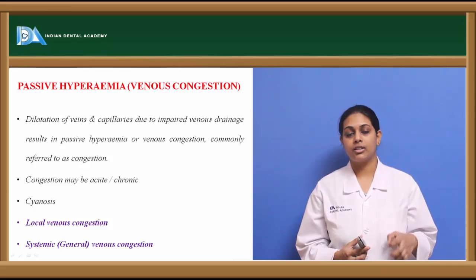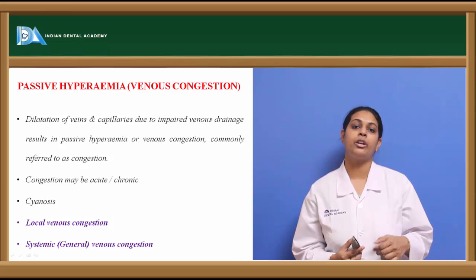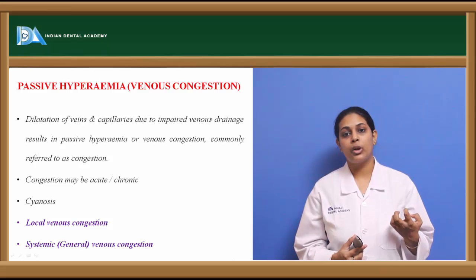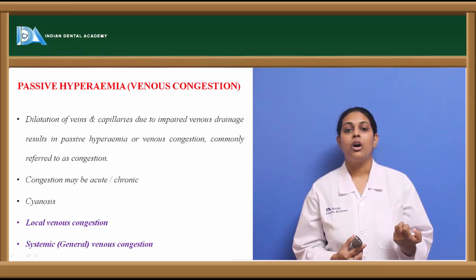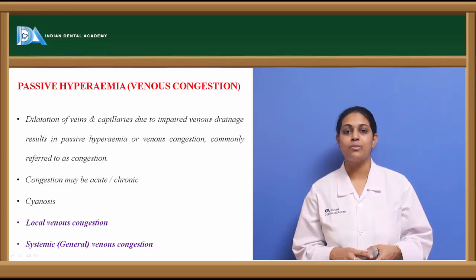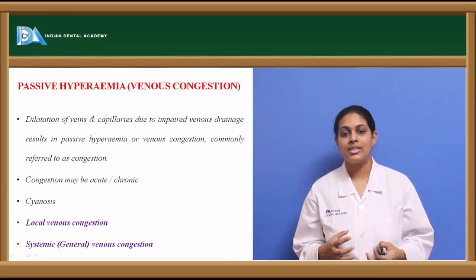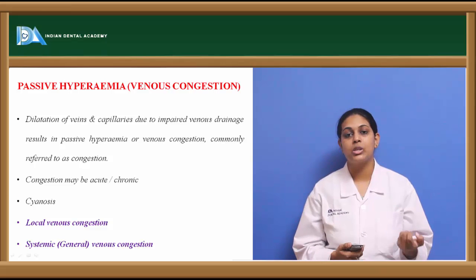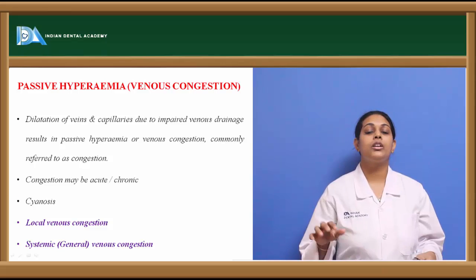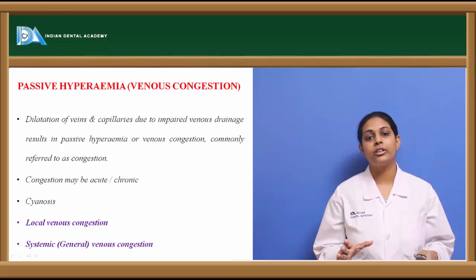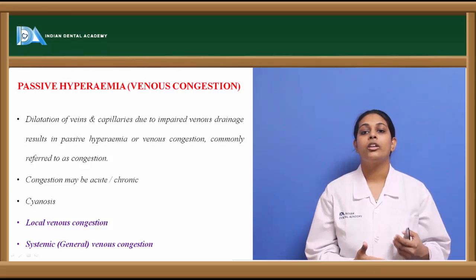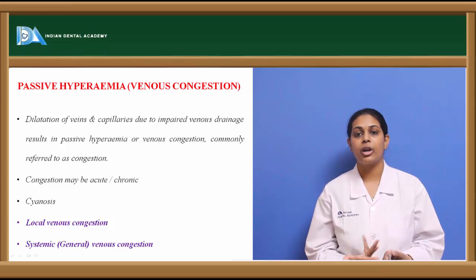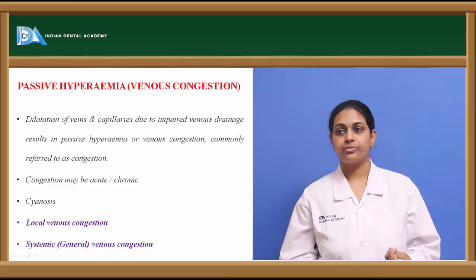And usually clinically we see that the patient might undergo cyanosis because of the increased venous pooling of the blood. Increased venous blood might result in a condition known as bluing of the skin, which is known as cyanosis. Other than that, it can also be classified as local venous congestion, that is when it is affected only in a particular organ, or otherwise when it is generalized, that is within the entire body, it is known as systemic or generalized venous congestion.